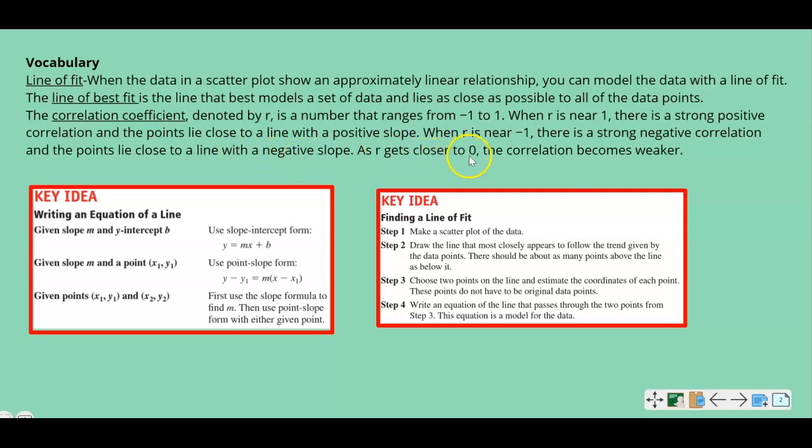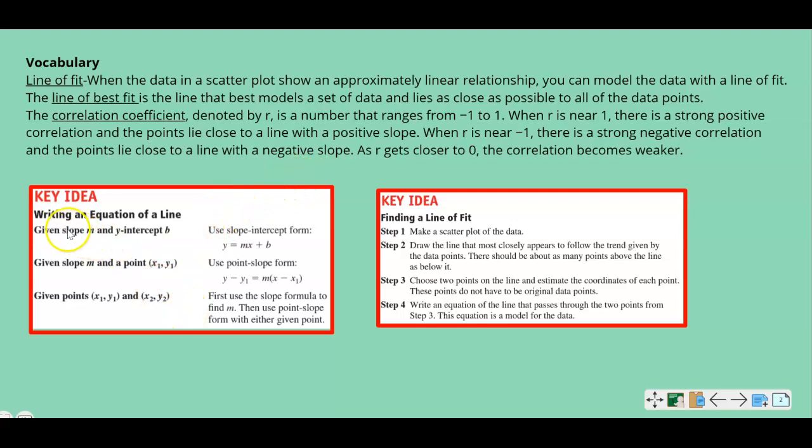As R gets closer to 0, the correlation becomes weaker. So if you have a number that's close to 0, that means there's probably very little or no correlation between the points and the equation you're trying to write for a line for those points.